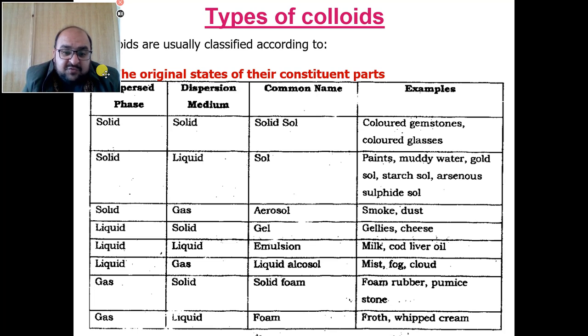If the disperse phase is liquid and the dispersion medium is liquid, this is actually an emulsion. In this case, milk and cod liver oil. Milk or cod liver oil is the classical example of emulsion. Both liquids are mixed by the addition of emulsifying agents.